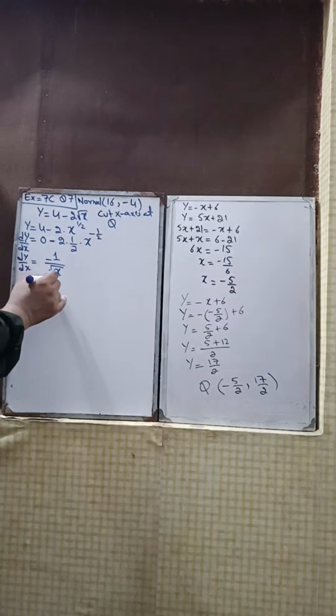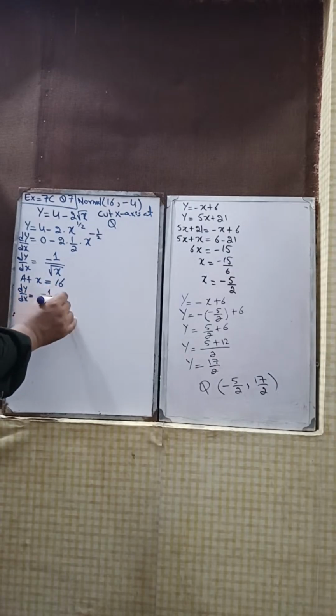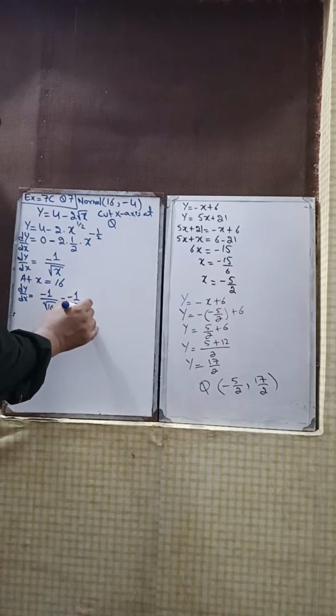So this is the expression for the derivative. Then at the point where x equals 16, let me check that 16 is correct. Yeah, 16 comma minus 4. So at x equals 16, the value of dy by dx will be equal to minus 1 divided by the square root of 16, that is minus 1 divided by 4.